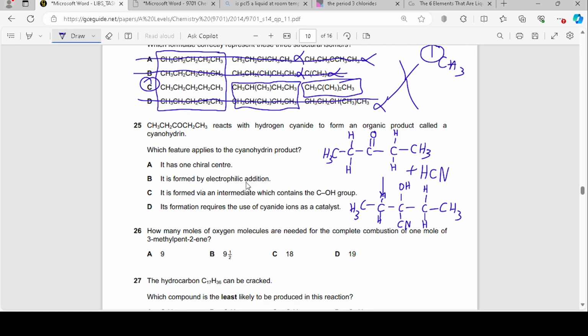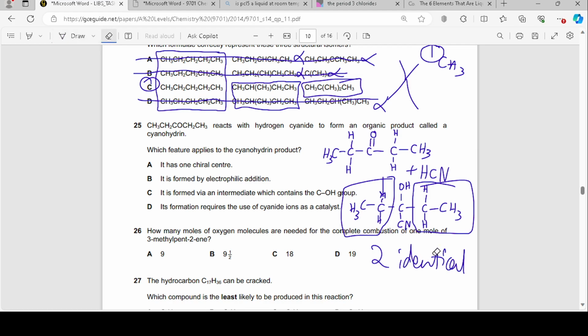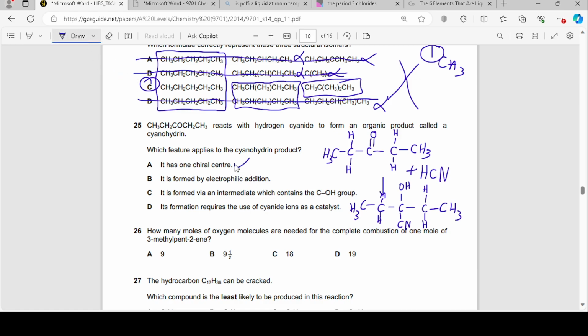Which feature applies to the cyanohydrin product? It has one chiral center. Well, this cannot be a chiral center, this cannot be a chiral center, this cannot be a chiral center, because a chiral center has to have 4 different groups attached to it, right? This carbon, on the other hand, it has one OH group attached, one CN group attached, but on this side it has CH2, CH3 attached, and on this side it also has CH2, CH3 attached. That means it has 2 identical groups attached to it. Yes, OH and CN are different, but it has 2 ethyl groups attached to it. It means it cannot be a chiral center, right?